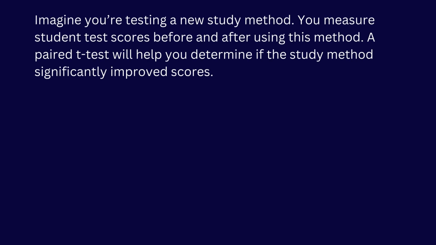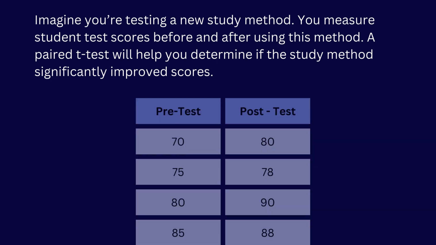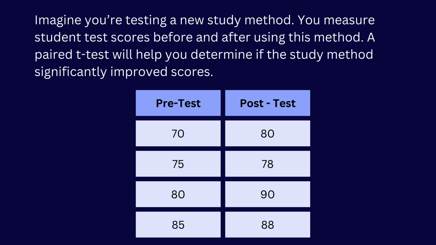Imagine you are testing a new study method. You measure student test scores before and after using this method. A paired t-test will help you determine if the study method significantly improved scores. Here's what the data might look like. Pre-test scores: 70, 75, 80, 85. Post-test scores: 80, 78, 90, 88.